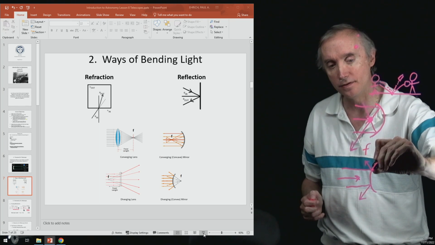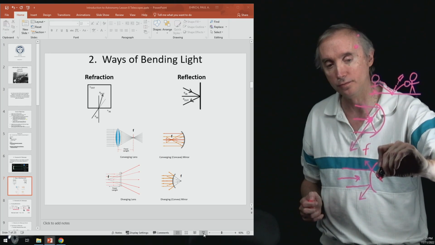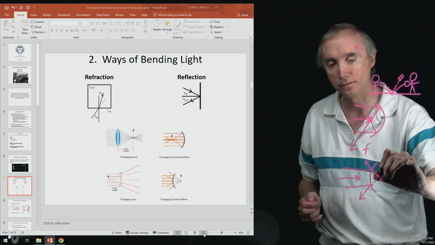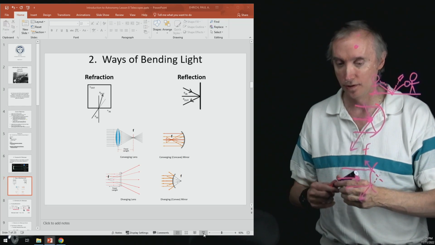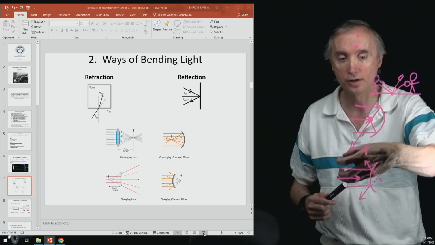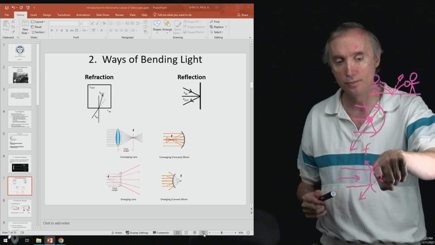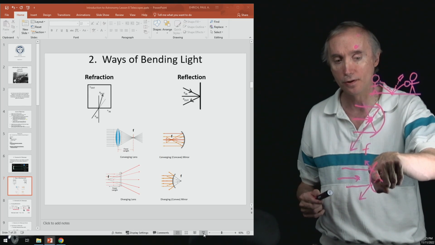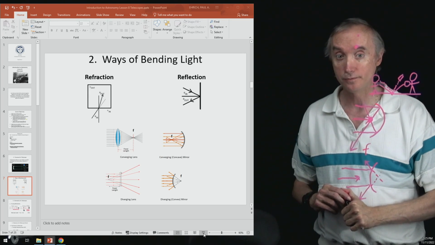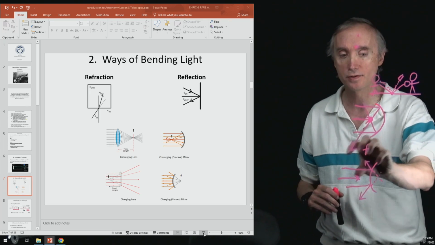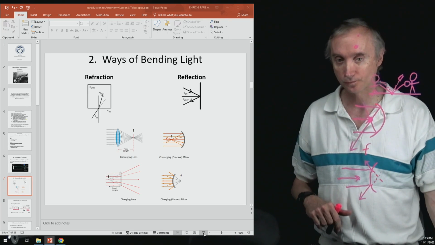It does have a focus. If you could take these lines and extend them behind the mirror, now you can't really reach behind a mirror, okay? But if you could imagine that those lines could go behind the mirror, they would come to this point right here, which would be the focus. So even one of these kinds of mirrors has a focus.